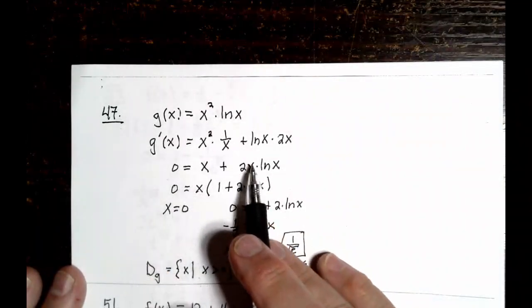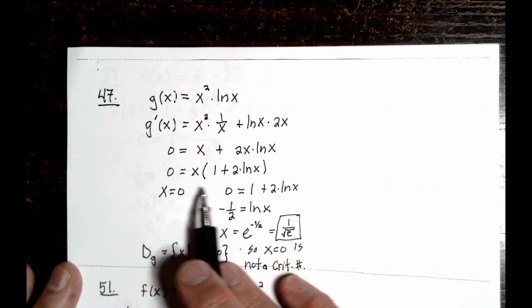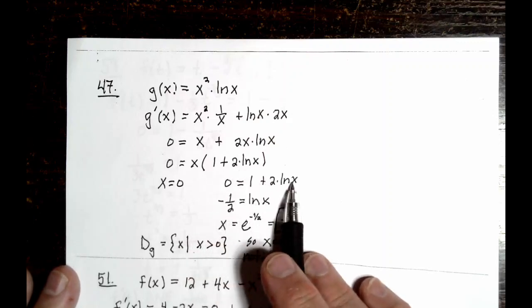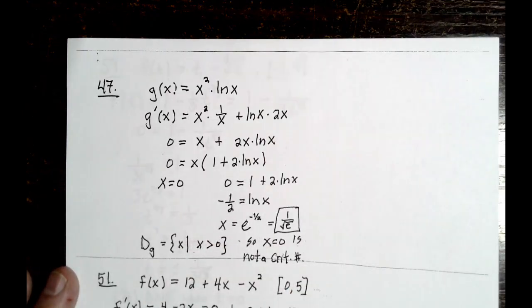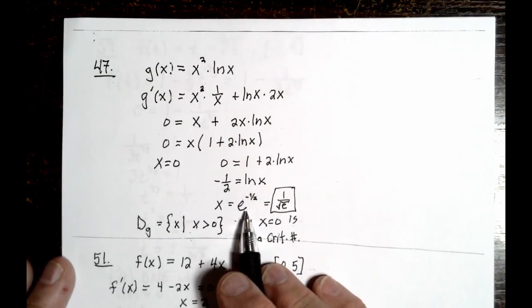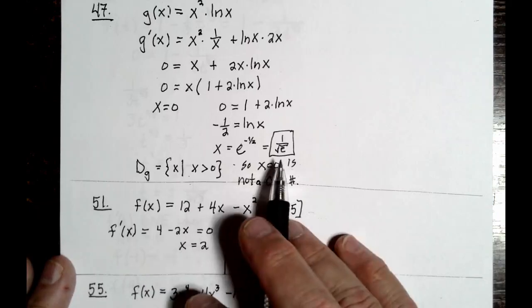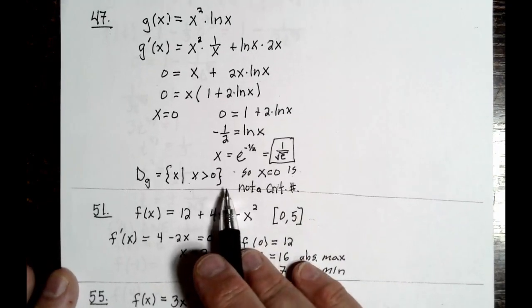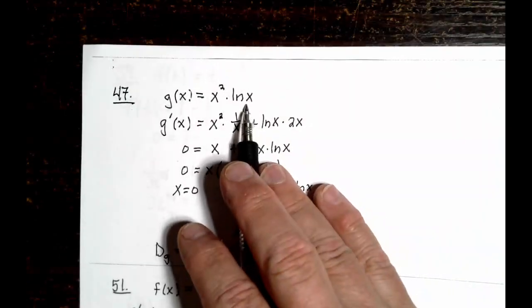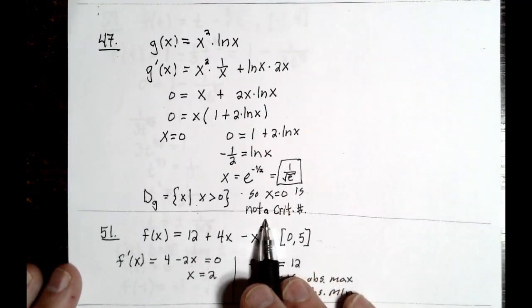With this one, when you take the derivative, you get this guy here, and when you factor out an x, you get this here, so x equals 0, or 0 equals 1 plus 2 ln of x, and when you solve that, you get minus 1/2 equals ln of x. Using logs to rewrite it, x is e to the negative 1/2, or 1 over square root of e. Notice your domain is greater than 0, so x equals 0 is not part of your, it's not a critical number here.